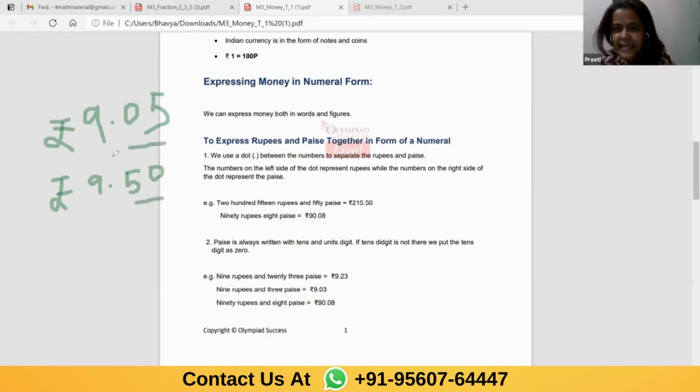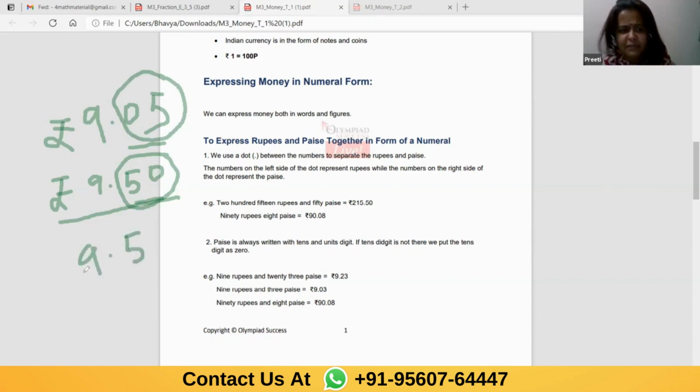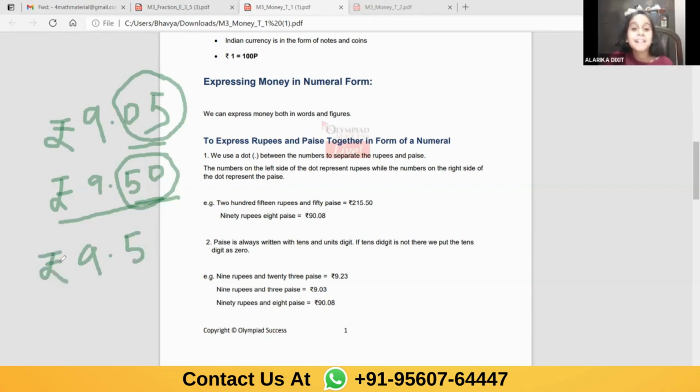Excellent. When I say 9.05, that means 9 rupees and 5 paise. And when there is a dot and it is written as 9.50, it means 9 rupees 50 paise, because there is 50 in the second one. And because there is 05 in the first one, this becomes 5 paise. Suppose it is written like this, what will you understand from this? Is it 5 or is it 50? Ma'am, we will not be able to understand it.